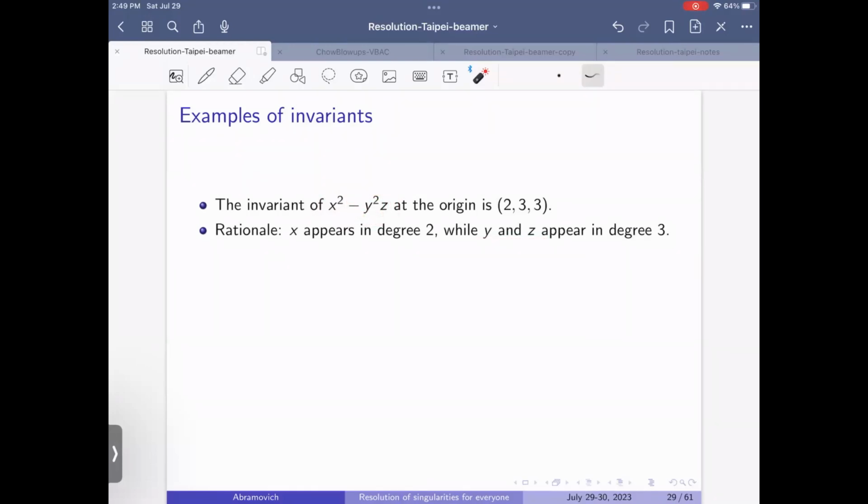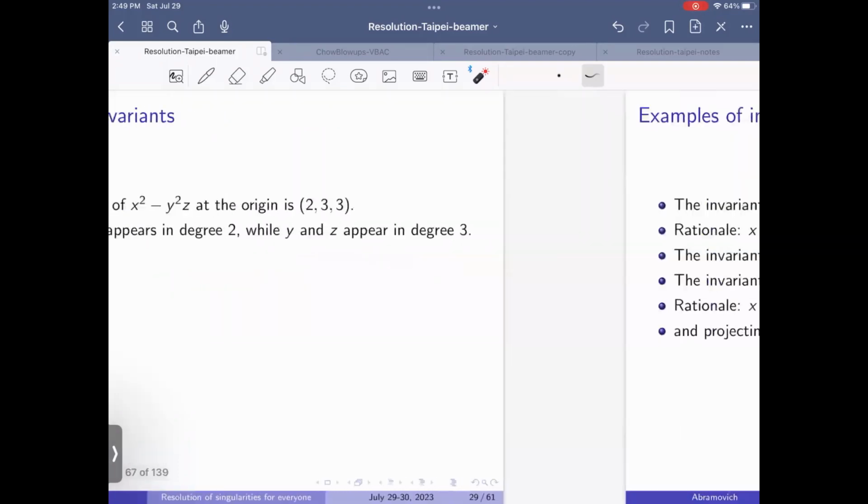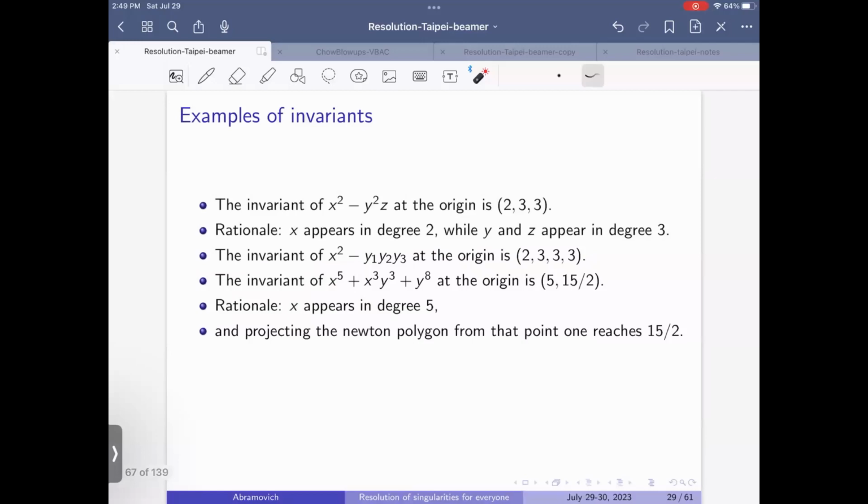And you know that life is not always so easy. There's a similar rationale in this example. This is Wodacek's favorite example. The invariant is 2, 3, 3, 3, because X appears in degree 2, that's the lowest degree, and then the other variables all appear in degree 3, and there are 3 of them. So that's 3, 3, 3.